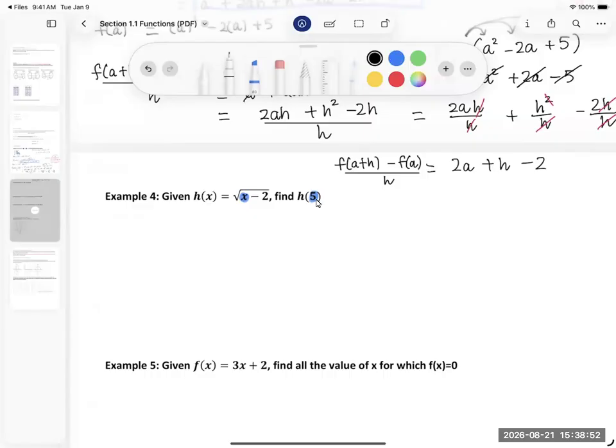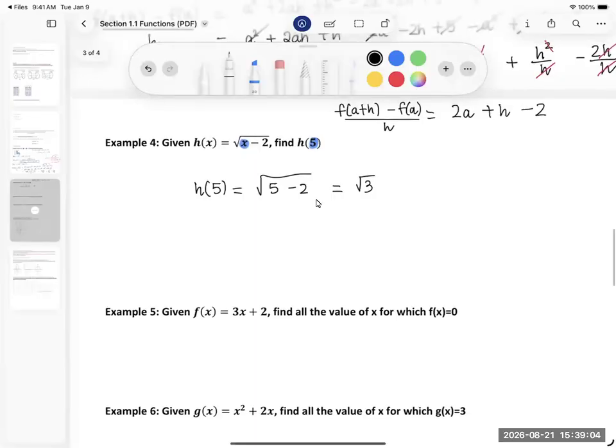So I'm going to have h of 5. I replace my x with 5, so I have 5 minus 2, and that will be the square root of 3. That's all we need, okay? But example 5 is going to be a little bit different.